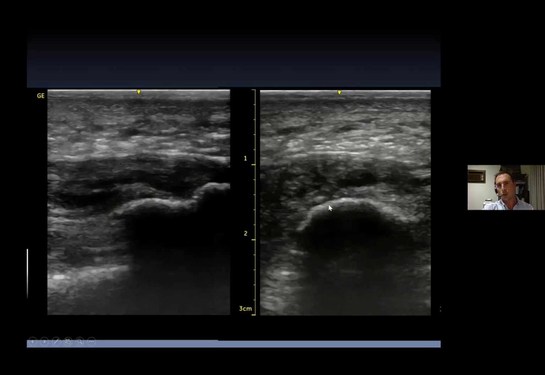And when I look at the short axis of it, and this is the same structure looking in short axis, we can see the heel bone here. We've got the plantar fascia through here. And if you see the consistency of that, it looks like Swiss cheese. So we've got delamination.